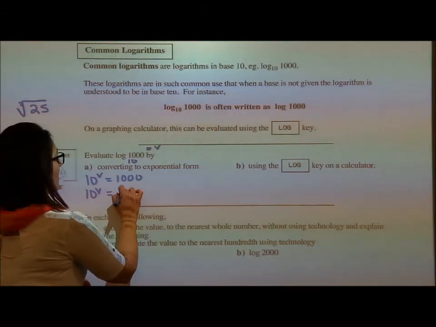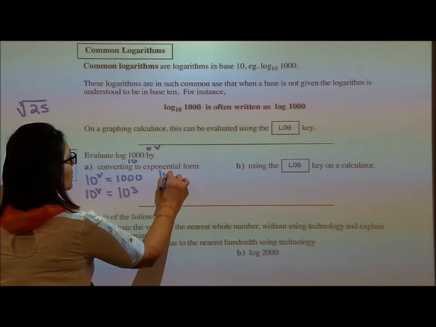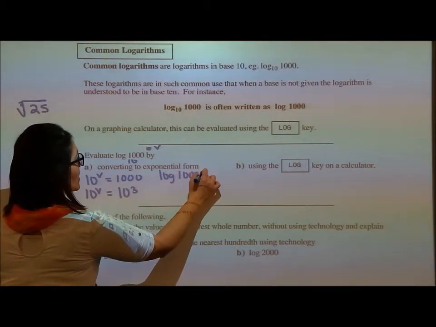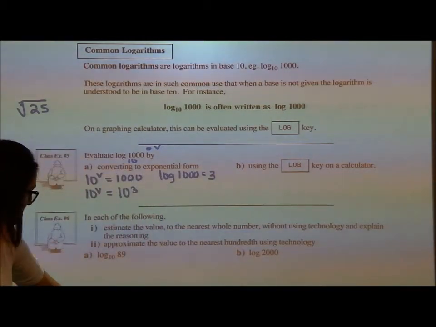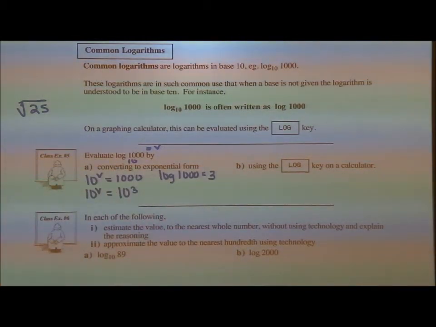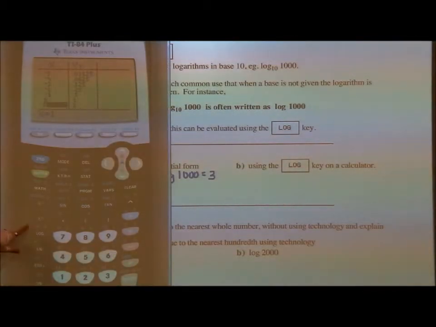10 to the power of 3. So then I get that log base 1,000 would be equal to 3. And then if I use my calculator, I have log 1,000, and there's my 3.